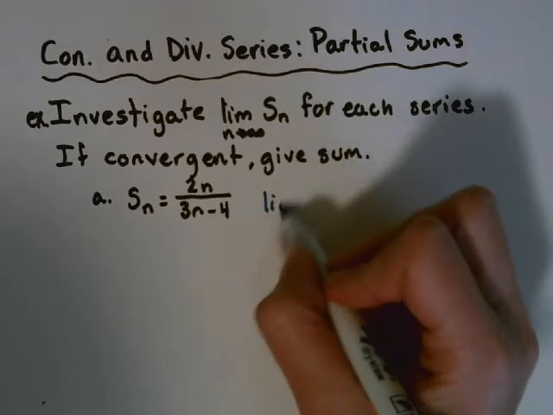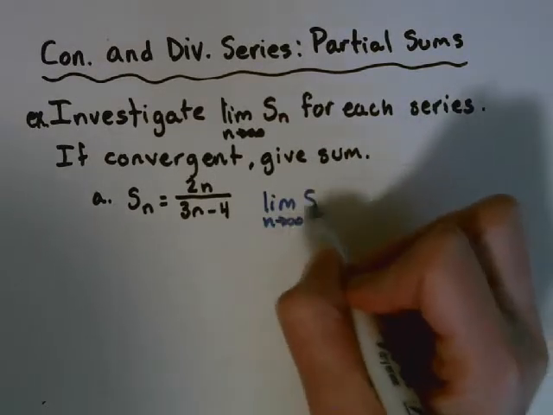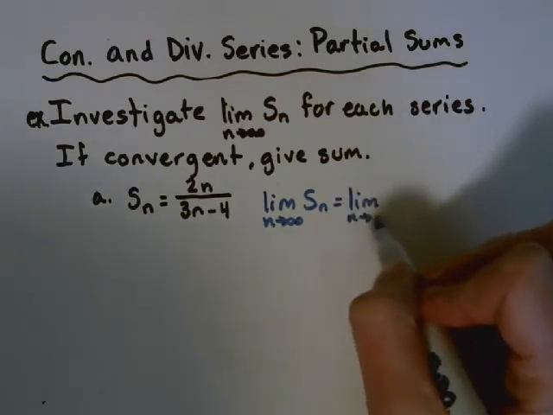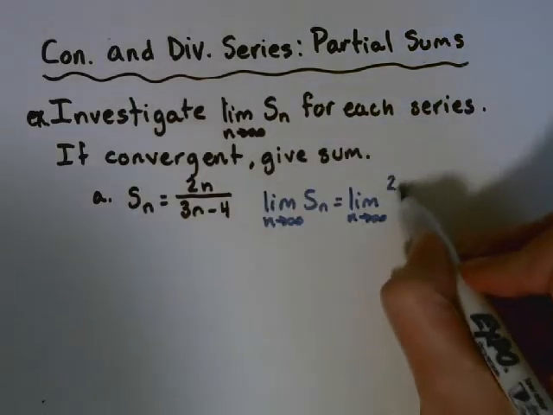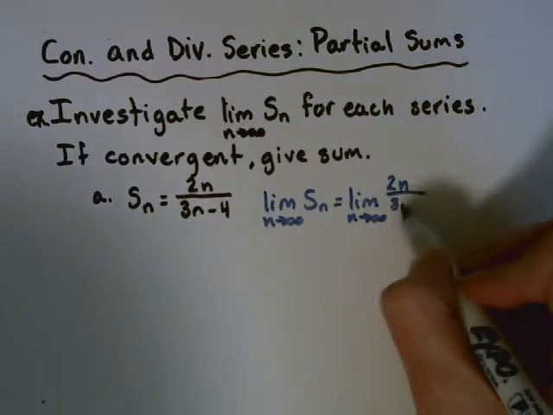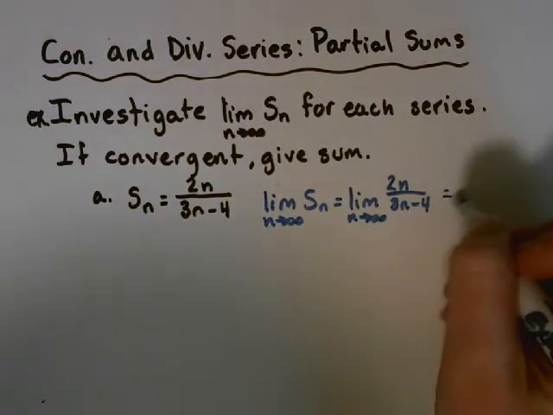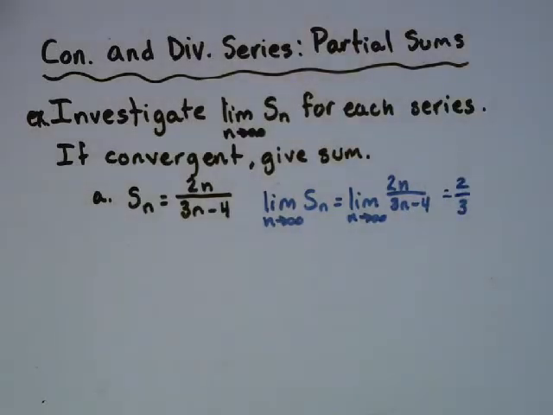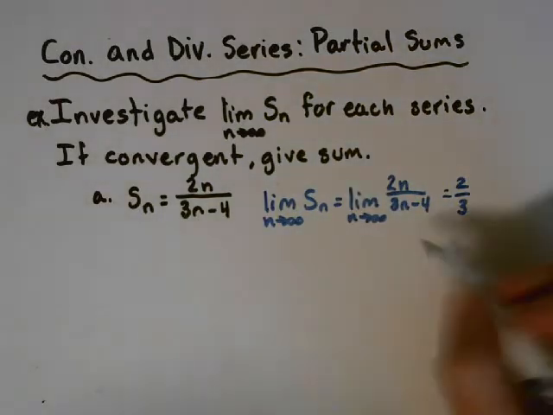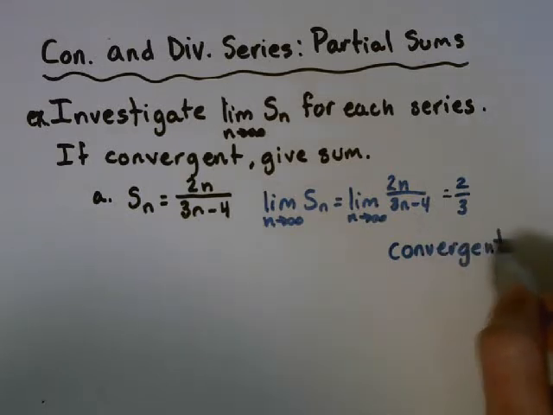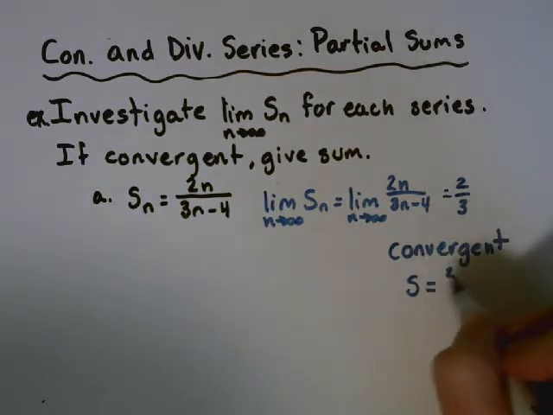So we're looking at the limit as n goes to infinity of Sn, which for this series is the limit of 2n over 3n minus 4. Well, that limit, since the degree is the same on the bottom and the top, is going to be 2/3. If the limit of the partial sums exists, then the series is convergent. And then whatever the limit is, that is the sum. So the sum of the series is going to be 2/3.